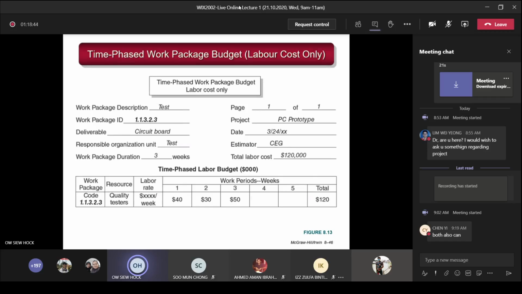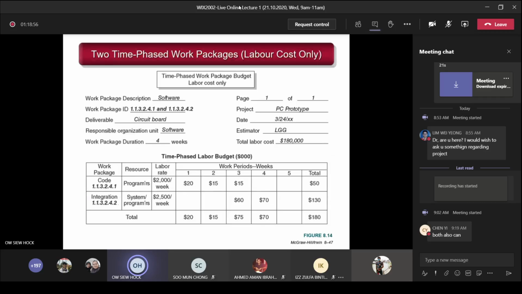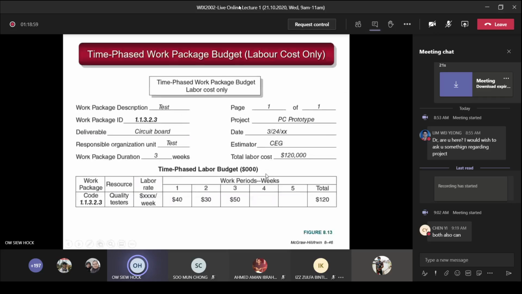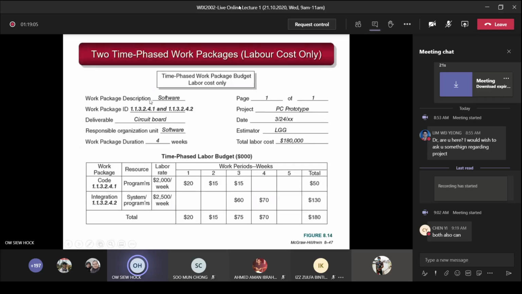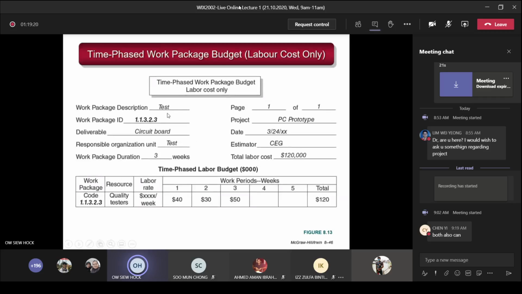You have to do this for your own project, because you need this later for plan value, in the project monitoring chapter, and then you have to apply it in your chapter 5. The difference between the example just now and this one is that the earlier one only has one WP, while this one has 2 WPs. You combine the 2 WPs and put them into one sheet, work package 2, of the time phase labor budget. The work package description here is software, and the deliverable is the circuit board. Just now the one was the test, and this one is also the circuit board. This example is 1 WP, the second is 2 WPs.